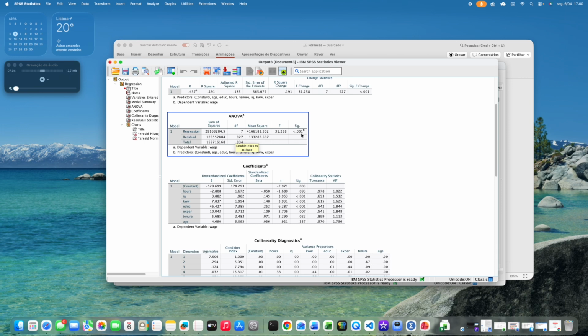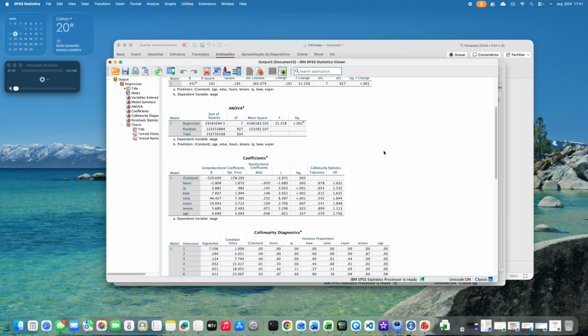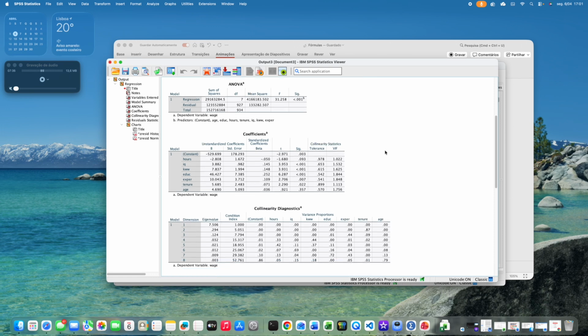Here we have the p-value associated with a hypothesis test, the test of the global significance of the model. It has, under the null hypothesis, that the coefficients of our model are jointly equal to 0. And here we reject the null hypothesis, meaning that at least one of our coefficients is different from 0 in the population.